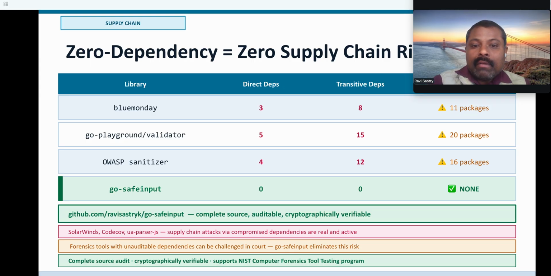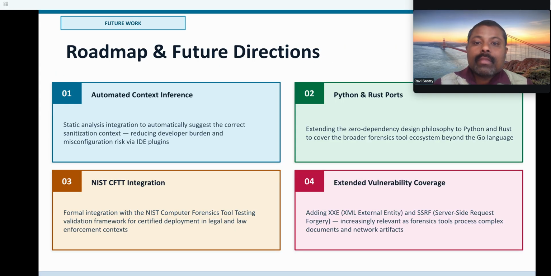The 2018 event-stream incident demonstrated exactly how this plays out. A widely trusted npm package was quietly compromised to target a specific application. The same risk exists in Go. If even one transitive dependency in your forensics tool is compromised, evidence integrity is in question. So when defense counsel asks, and they will ask, what software was used to process this evidence, and is that software trustworthy? You can answer yes, and you can prove it.